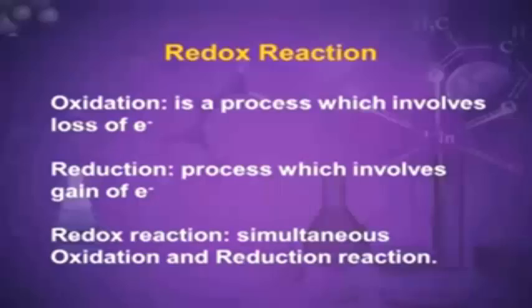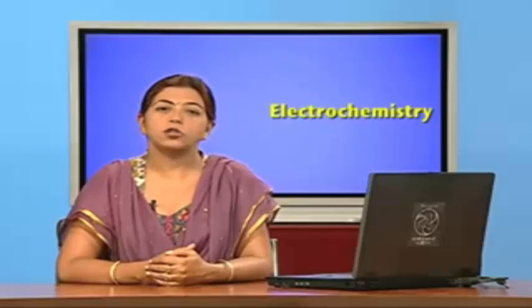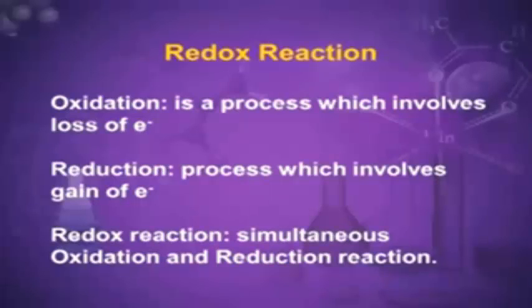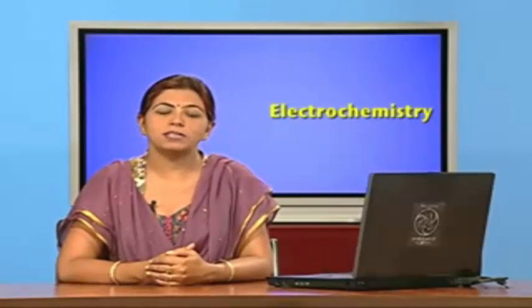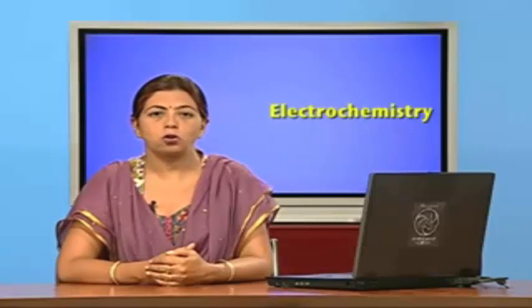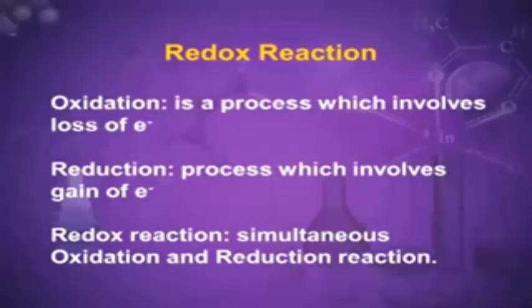Redox reactions you have already studied in your class 11th, but before starting electrochemistry or telling you the working of an electrochemical cell, let me again give you a brief idea of the redox reactions. Oxidation is the process of loss of electron by a substance. Reduction is the process of gain of electron by a substance. Oxidation and reduction take place simultaneously, so we call them the redox reactions.